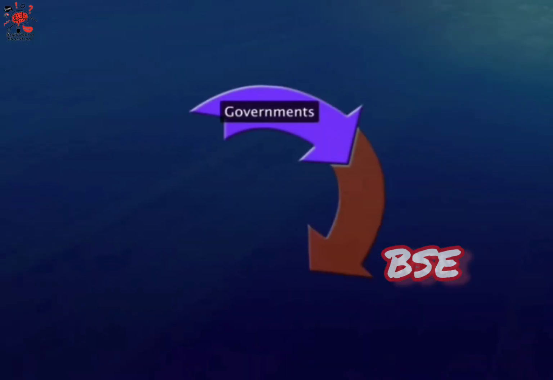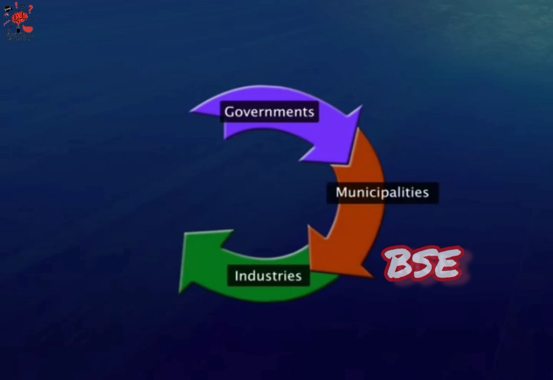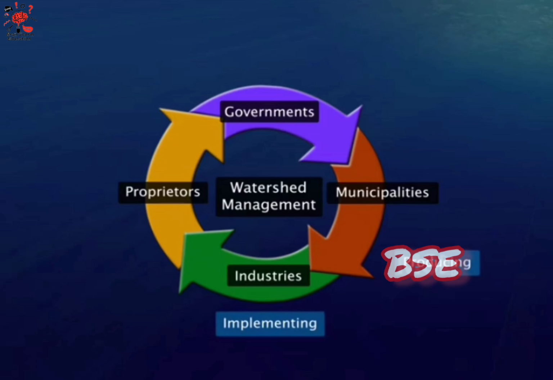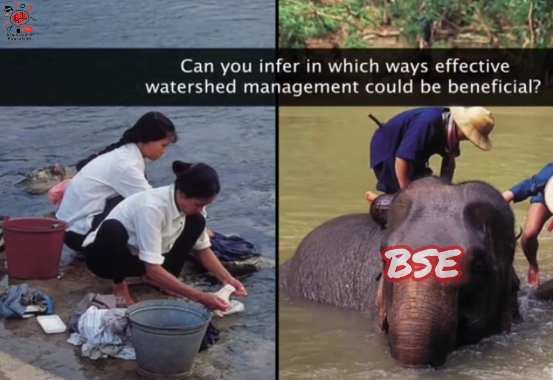Human activity includes acts by governments, municipalities, industries and proprietors. Thus, watershed management must be a cooperative effort. This includes producing, implementing, monitoring, evaluating and updating a plan. Can you infer in which ways effective watershed management could be beneficial?